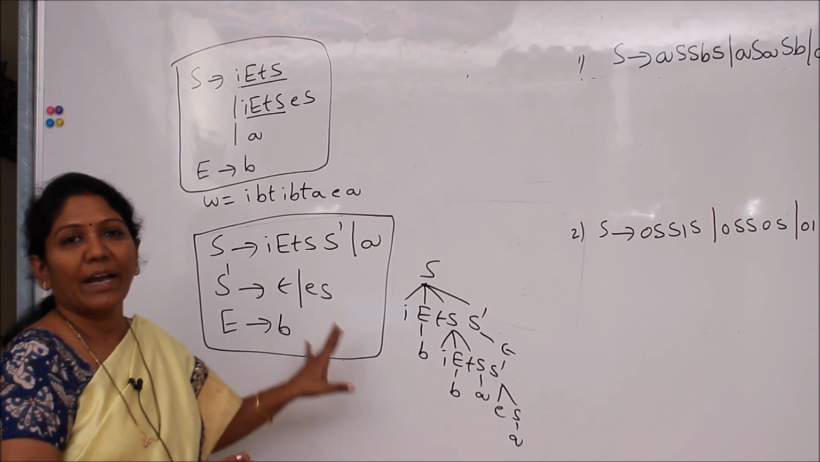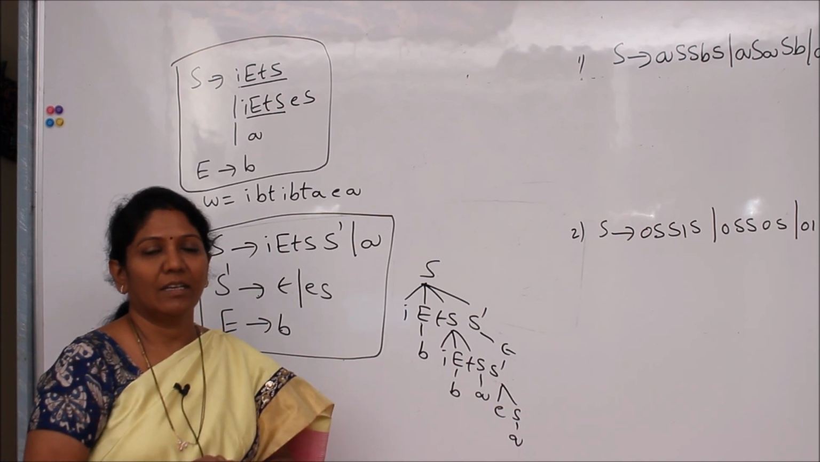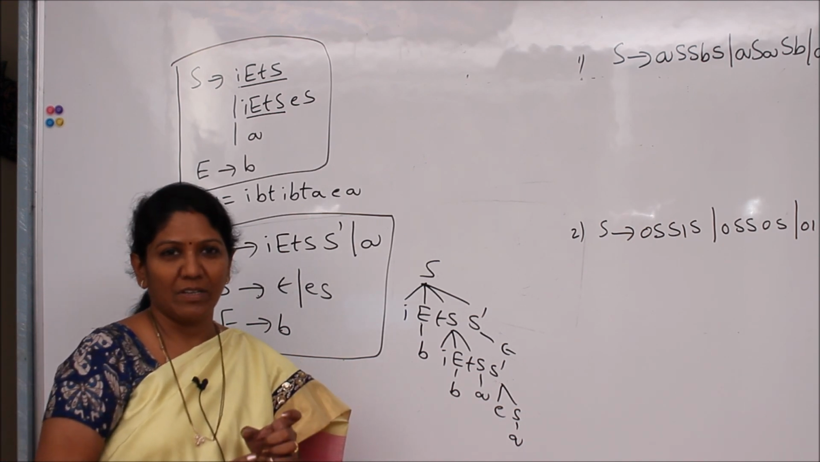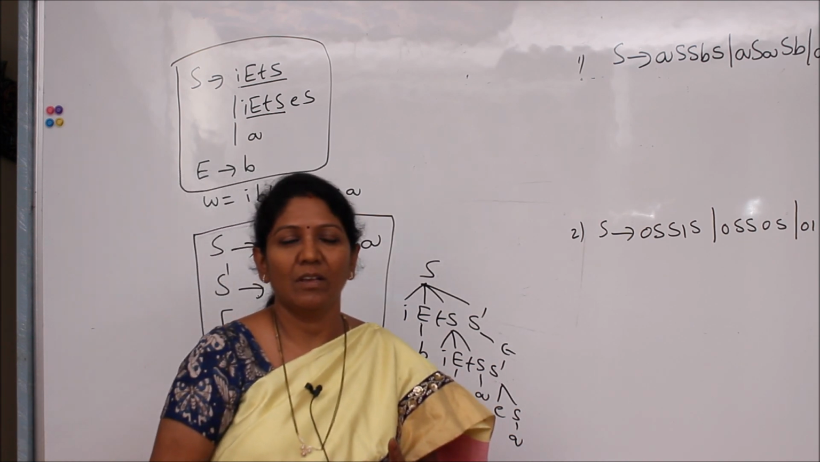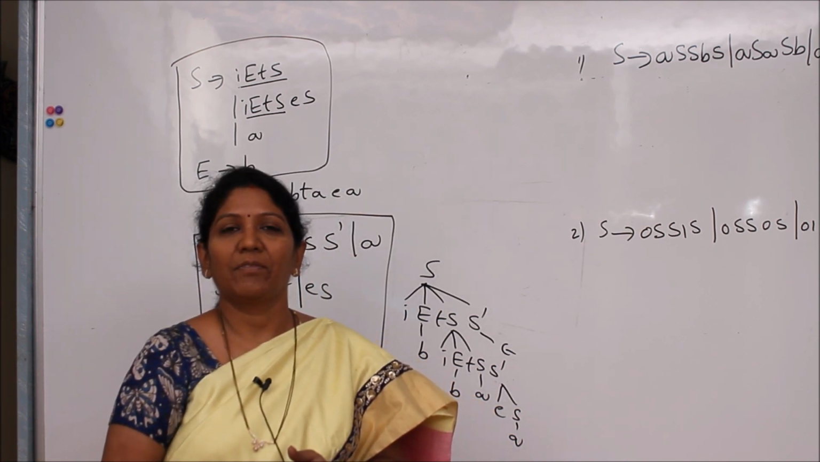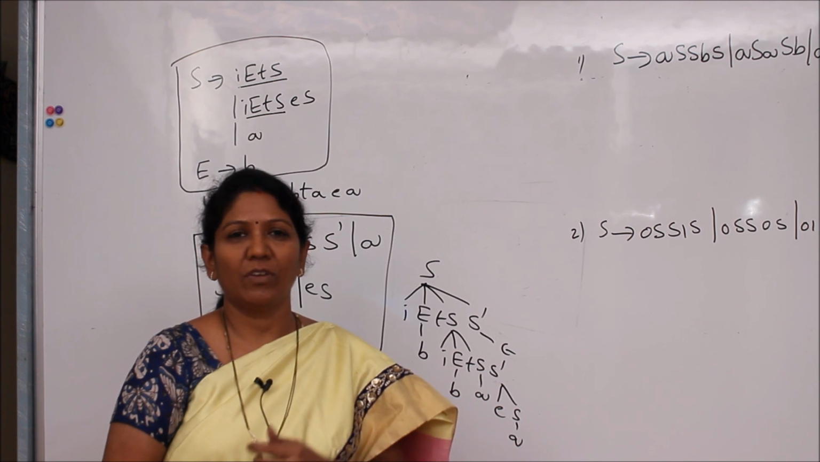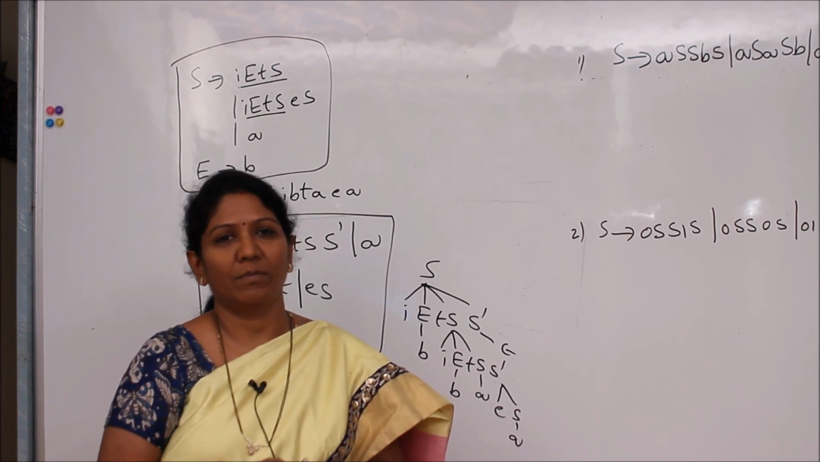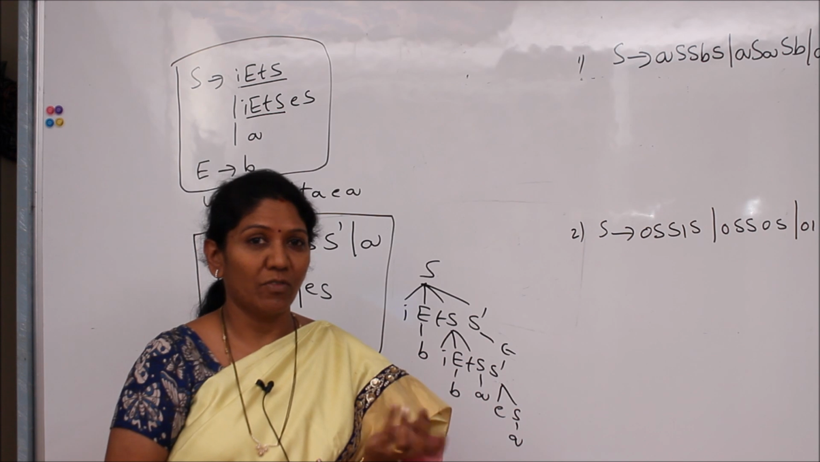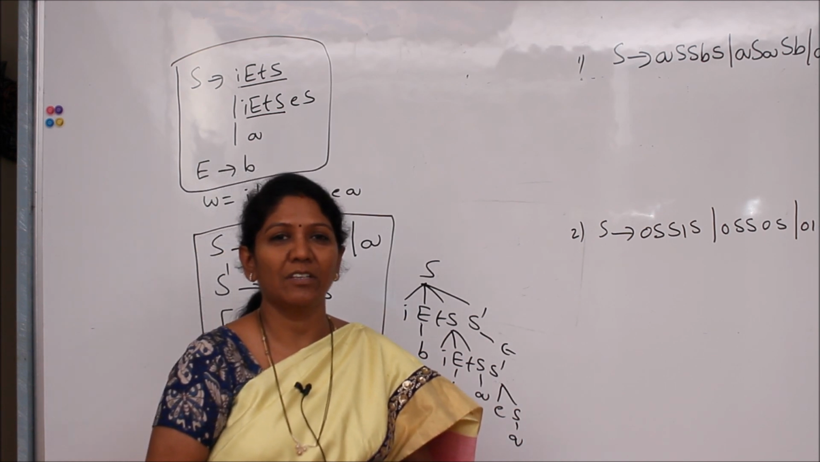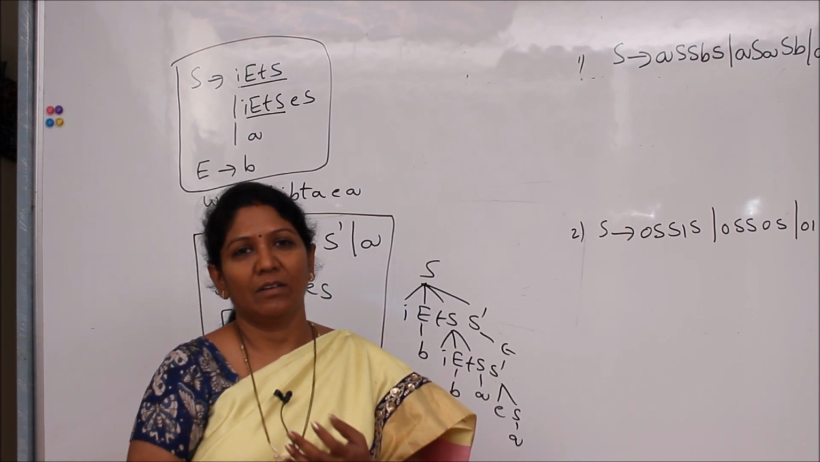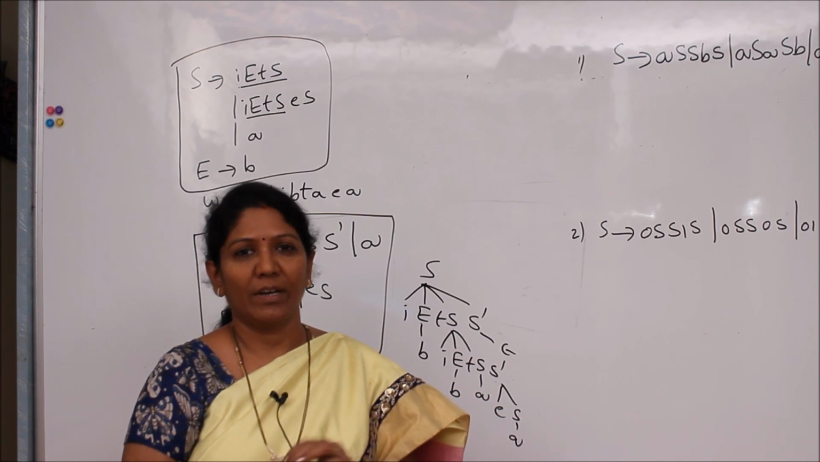So this is how, given a grammar, if there are common prefixes, to eliminate the common prefixes, you can left factor the grammar. The advantage of left factoring is that it avoids backtracking. The advantage of elimination of left recursion is what? It avoids the parser going into an infinite loop.